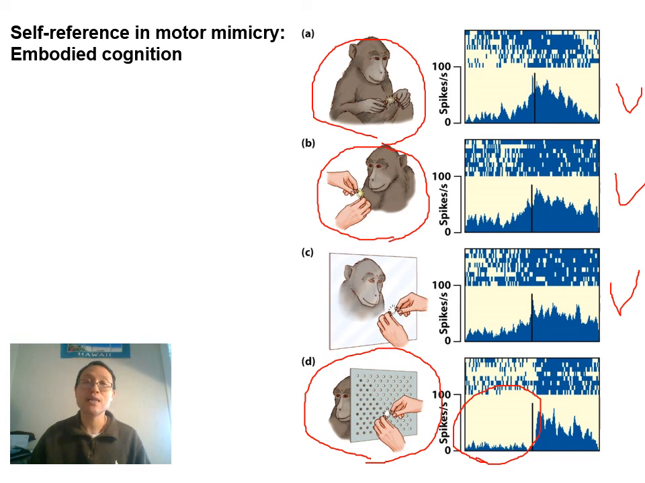So this says that this particular cell they are recording from, the premotor area, is very responsible for the self-referencing in the motor memory. And this is a visually guided modality, because when the monkey hears the sound, it does not respond very well. Okay.